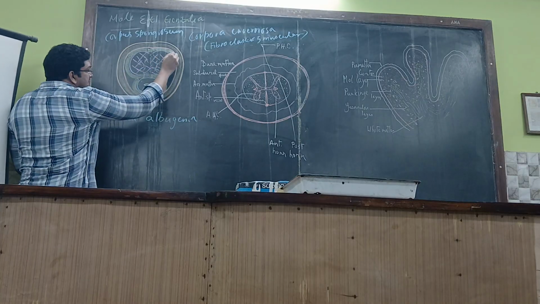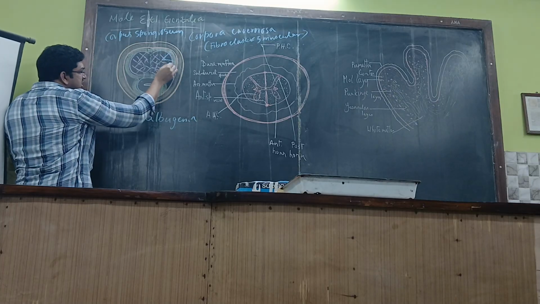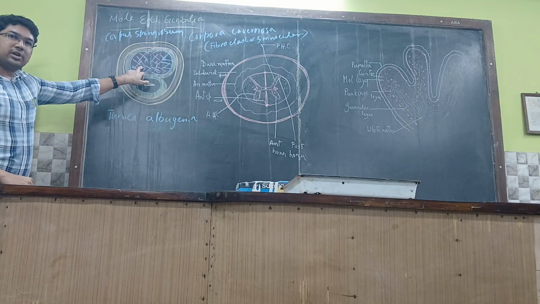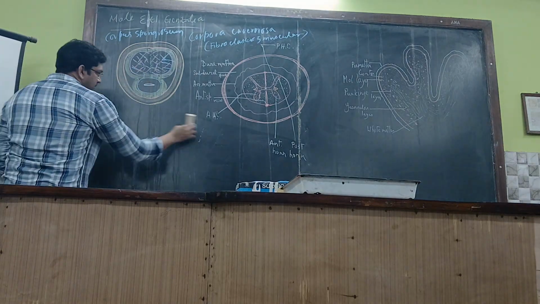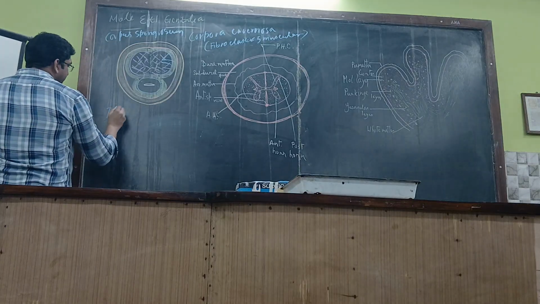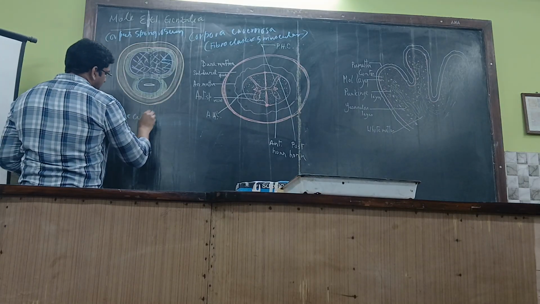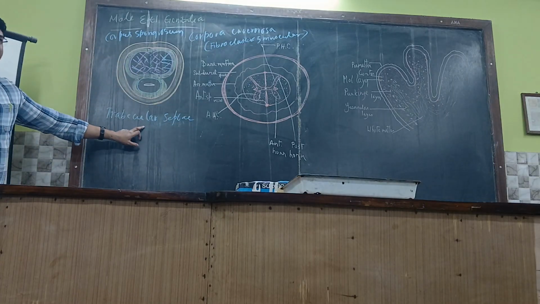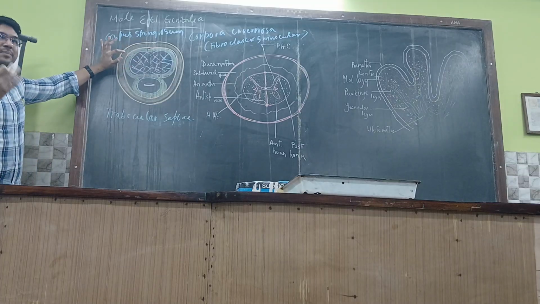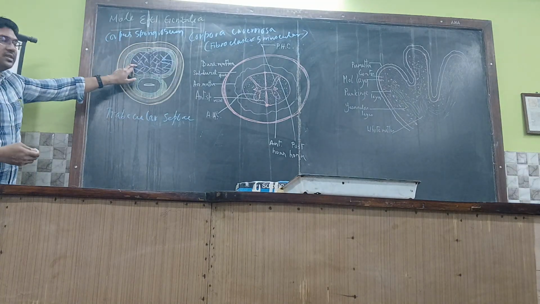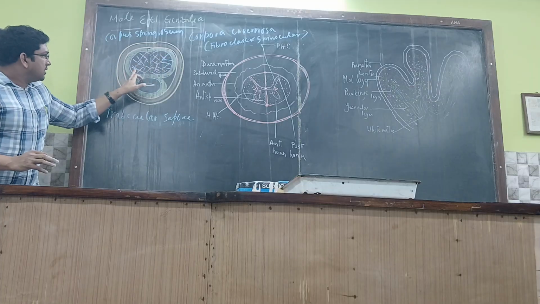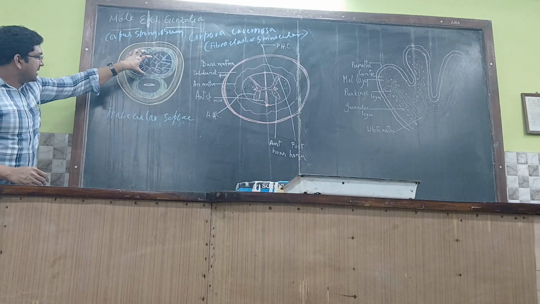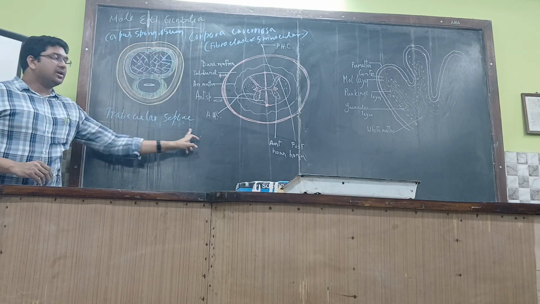The tunica albuginea of the corpora cavernosa produces septa by moving into this cavity and forms these trabecular septa. Trabecular means meshwork or network. Have you ever seen a maze? In the same manner, these septa come all the way from the tunica albuginea and enter into this cavity, making it like a meshwork. Nothing but the trabecular septa.